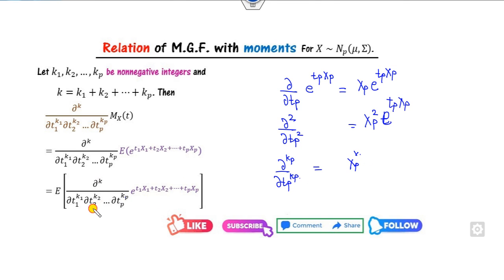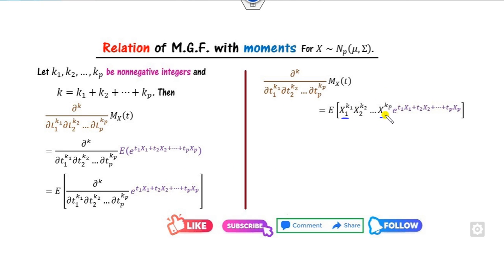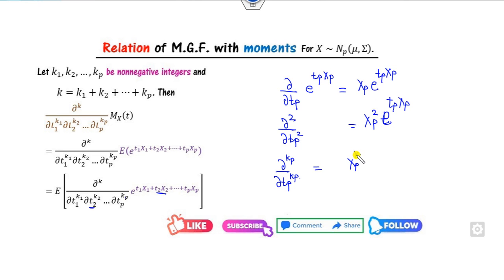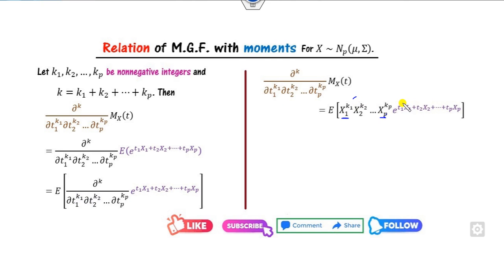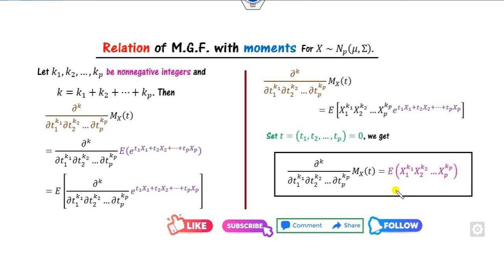Similarly, if you take t2 and substitute this value, you can get this number. You can see xp raised to power kp, and this quantity is the same. Similarly, if you take with respect to t1, it will be x1 raised to power k1, and so on. Now what is this value? This is a constant value which can be written outside. Now you can substitute t equal to 0. This value will be 1. So the left hand side will be this expression at t equal to 0.